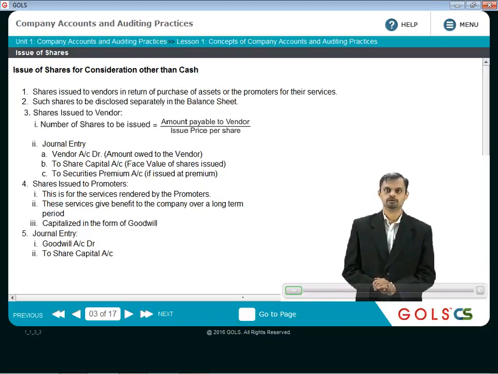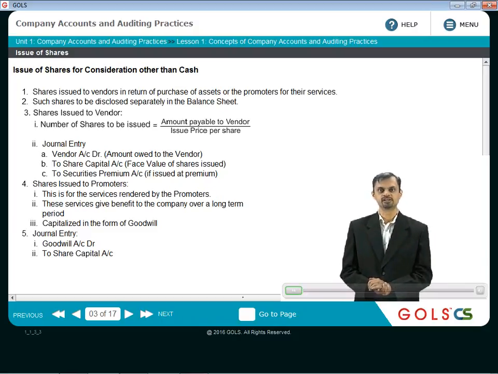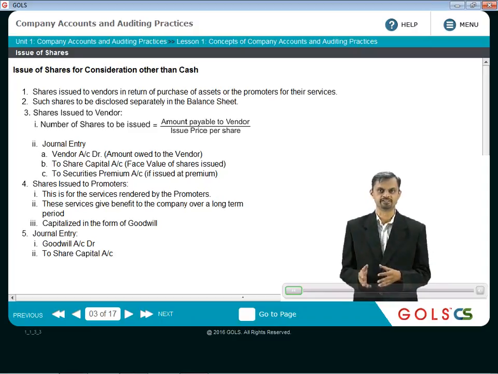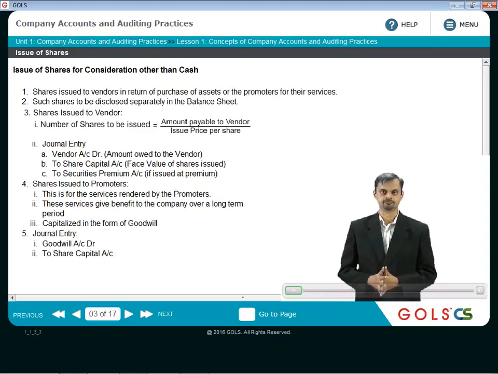Another concept, issue of shares for consideration other than cash. Now let us take a simple example. The company has purchased machinery from some vendor. Now in return of that machinery, instead of paying cash to that vendor, the company decides to issue shares to that vendor and the vendor has agreed.